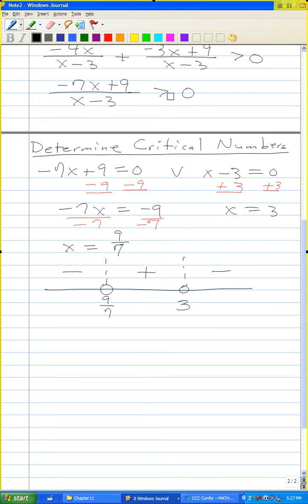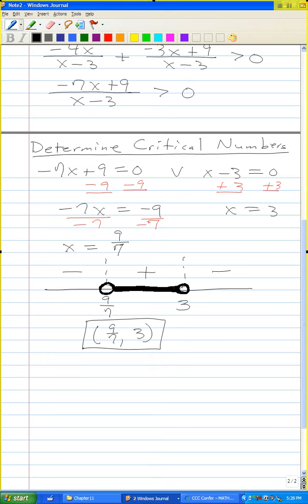We want this to be greater than 0. And so I fill in everything below the plus sign. There's no equal sign, so I do not fill in either of the critical numbers. And so my answer is the open interval 9 over 7 to 3. And that is your answer.